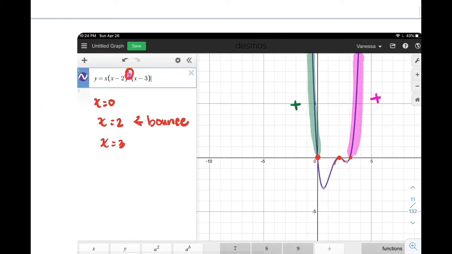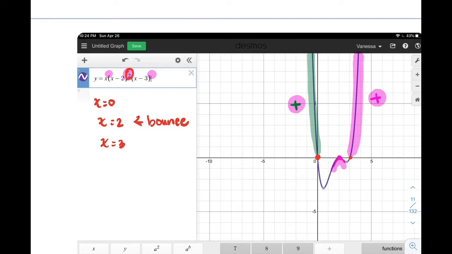Now we have two factors here, one here and one here, and we know that we have four x-intercepts because this one counts as 2 because of the bounce. So we know this is quadratic, and we know that the end behavior on the left is going to be in the positive, and the behavior on the right is going to be also positive.